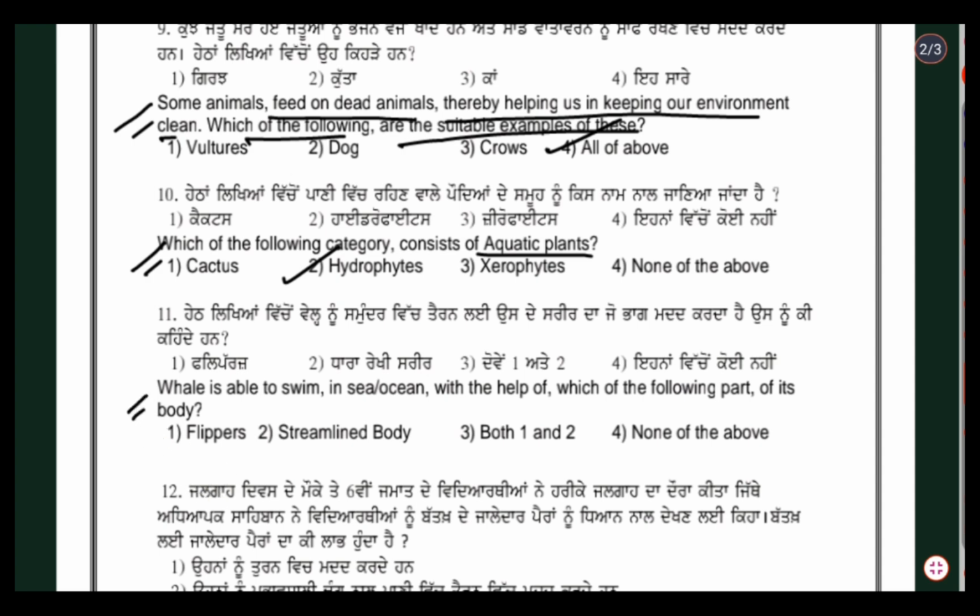Question number 11 is, whale is able to swim in sea or ocean with the help of which of the following part of its body? So options are flippers, streamlined body, both 1 and 2, and none of these. So whales, they use their flippers to navigate and swim efficiently in the water, and they also have streamlined bodies, reducing water resistance and helping them to move smoothly. So the right option will be both 1 and 2.